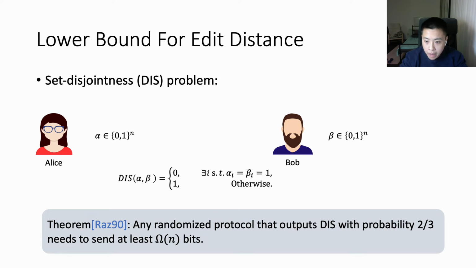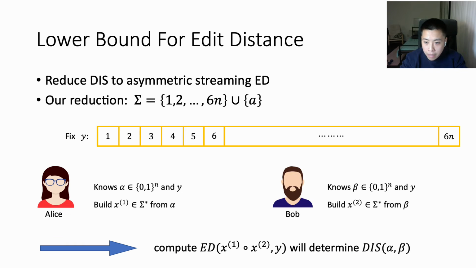It is known that any randomized protocol that outputs disjointness with probability 2/3 correctly needs to send at least omega n bits. Let's see how we can reduce set disjointness to asymmetric streaming edit distance. For our reduction, we assume the alphabet is integers from 1 to 6n, together with a special symbol a. We fix y to be the concatenation of 1 through 6n. Then, Alice and Bob each know y and a 0-1 string alpha and beta.